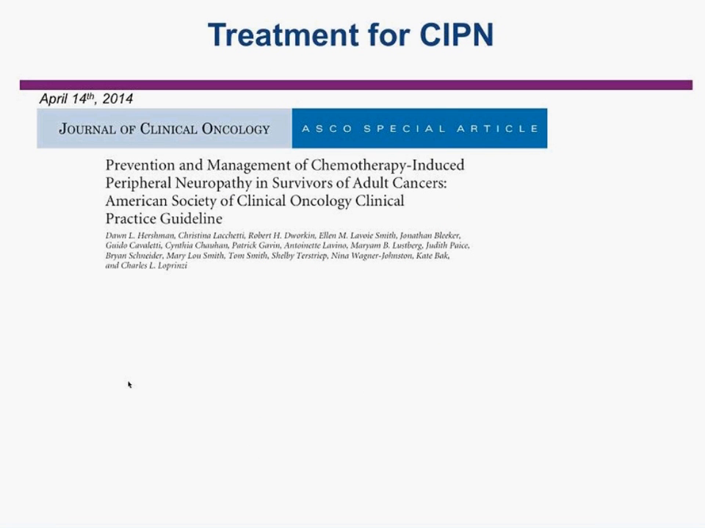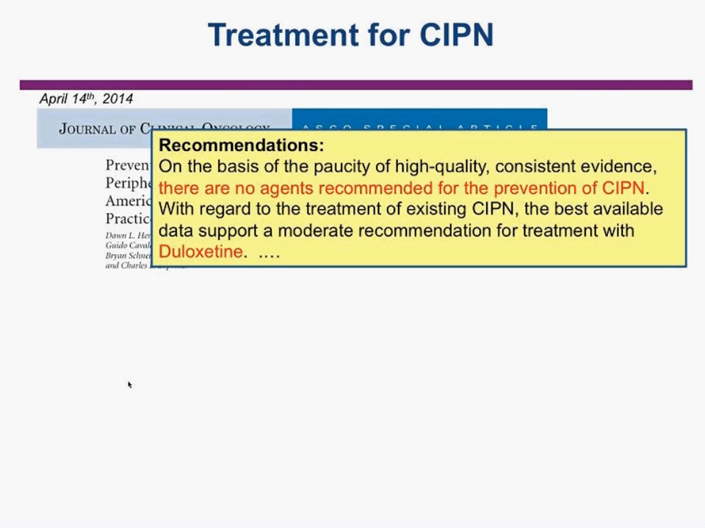In April of this year, ASCO put out their practice guidelines for the prevention and management of chemotherapy-induced peripheral neuropathy. And it was very sad news in the sense that the recommendation was that on the basis of the paucity of high quality and consistent evidence, there are no agents that are recommended for the prevention of CIPN. And with regard to the treatment of existing CIPN, the best available data support a moderate recommendation for treatment with duloxetine.